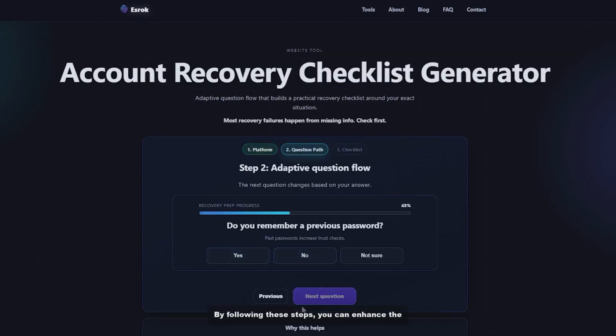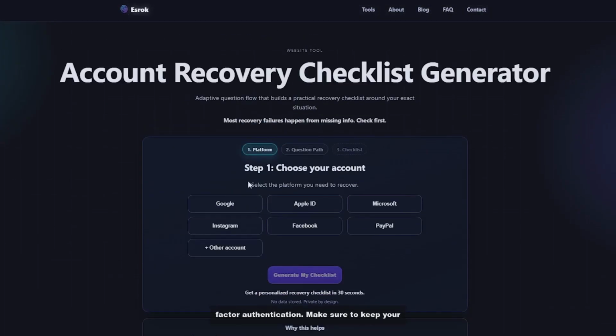By following these steps, you can enhance the security of your Outlook account with two-factor authentication. Make sure to keep your recovery options secure and accessible.